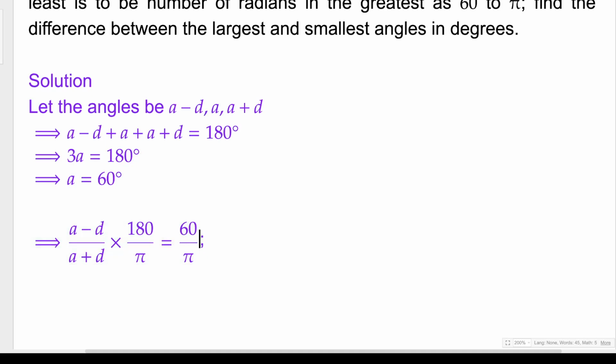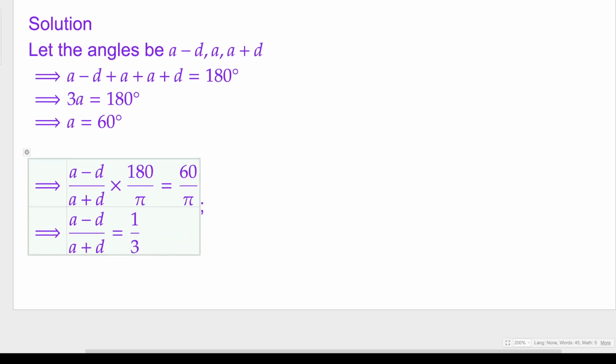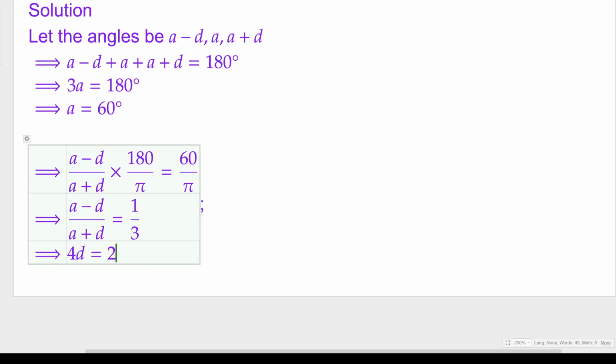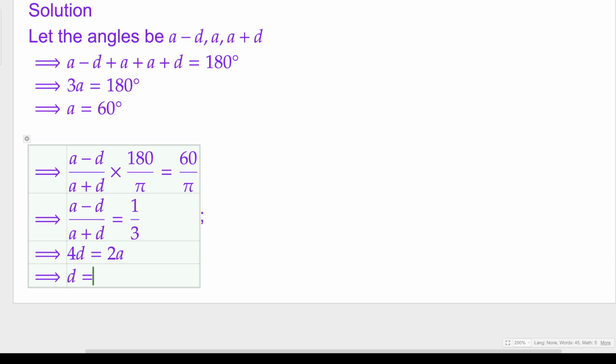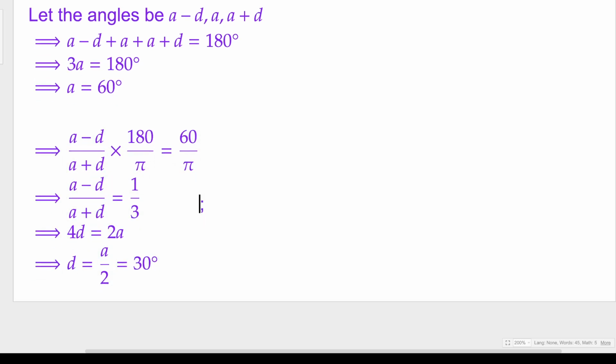Now on resolving this further, this one can be written as 1/3, right? And from this equation, if I solve this particular equation, we can say that 4 times d will be equal to 2 times a, and from this we can compute the value of d as half of a, and that will be equal to 30 degrees, right?